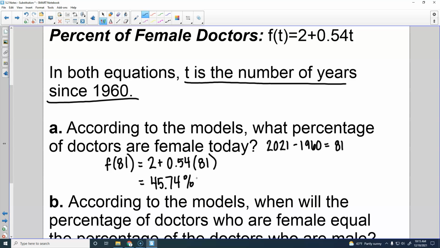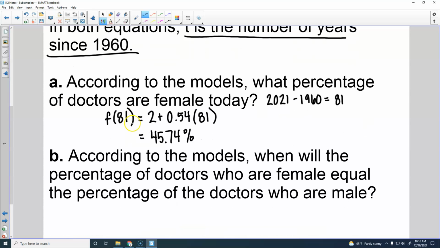Yes, Ethan. We're in the year 2021, and we're subtracting 1960 because we want to know how long it has been since 1960. Because it tells us for these equations, t is the number of years since 1960. So this equation, we don't just plug in the year because it's not set up that way. Okay? So that's just some review stuff. We've done that before. It's just plugging in a number, right?